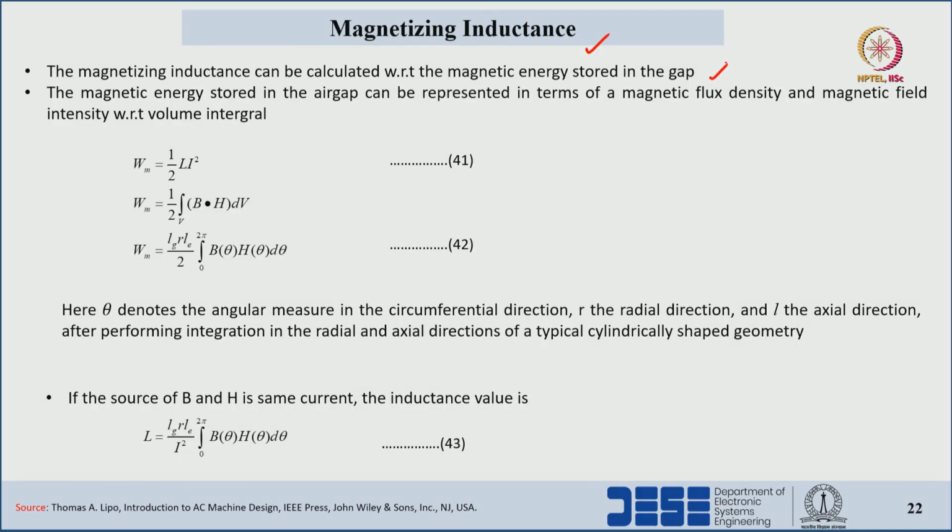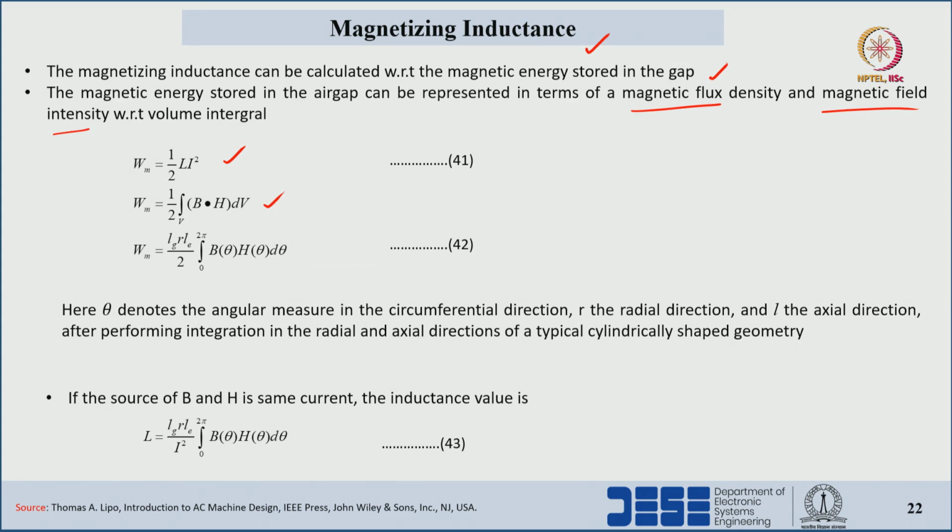The magnetizing inductance can be calculated with respect to the magnetic energy stored at the air gap. Generally the field energy is equal to half L i square, right. If we represent the magnetic energy stored at the air gap in terms of flux density and magnetic field intensity with respect to the volume integral, we can represent it like this: integral B dot H into dV.